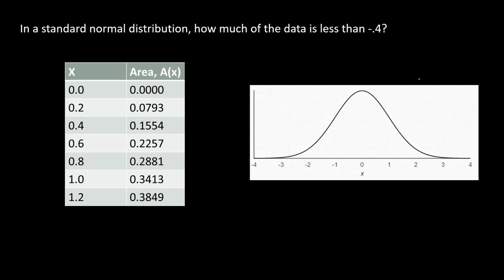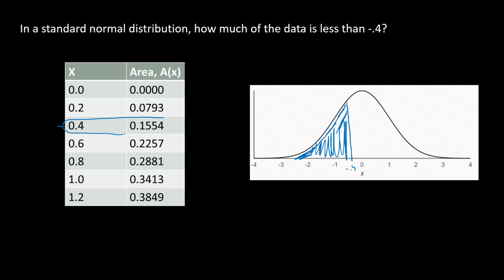Now remember, this is also going to work with the negative numbers. So when I'm asked to find how much of the data is less than negative 0.4, I look here at negative 0.4, and we're asked how much of the data is less than that. So we want this area over here. While looking at the table, the positive x values also can correspond with the negative x values, because it's symmetric and the area is going to be the same.